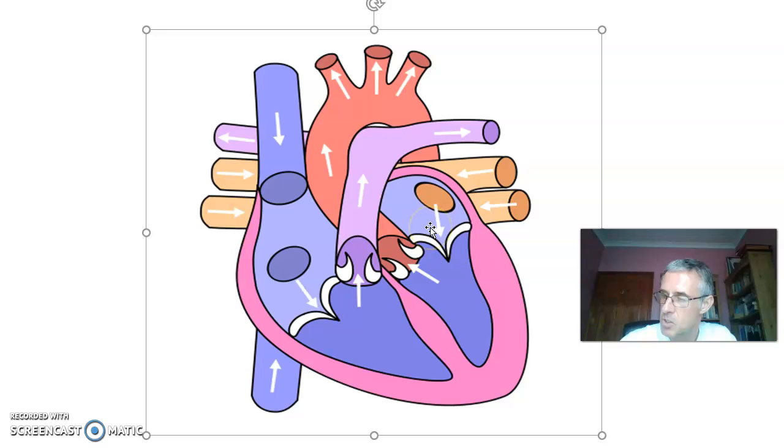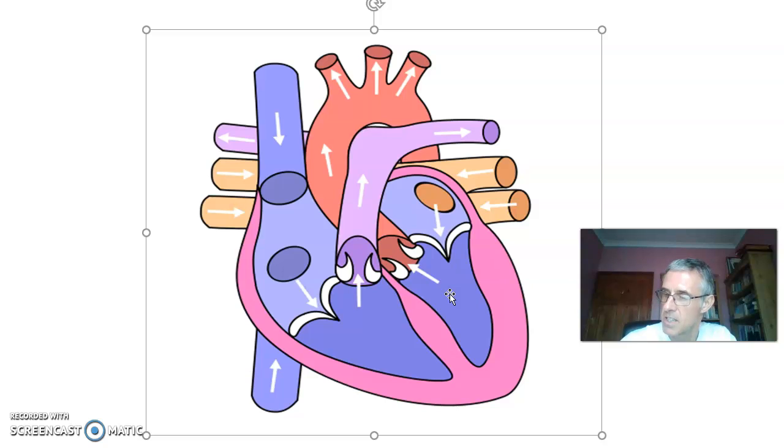It then comes through this valve. Can only travel this way. This is called the bicuspid valve. So slightly different to that one. That was tricuspid. This one's the bicuspid valve, and it comes into this region here. Do you remember what this was called? That's right. It's the left ventricle. Okay, so through the left ventricle.